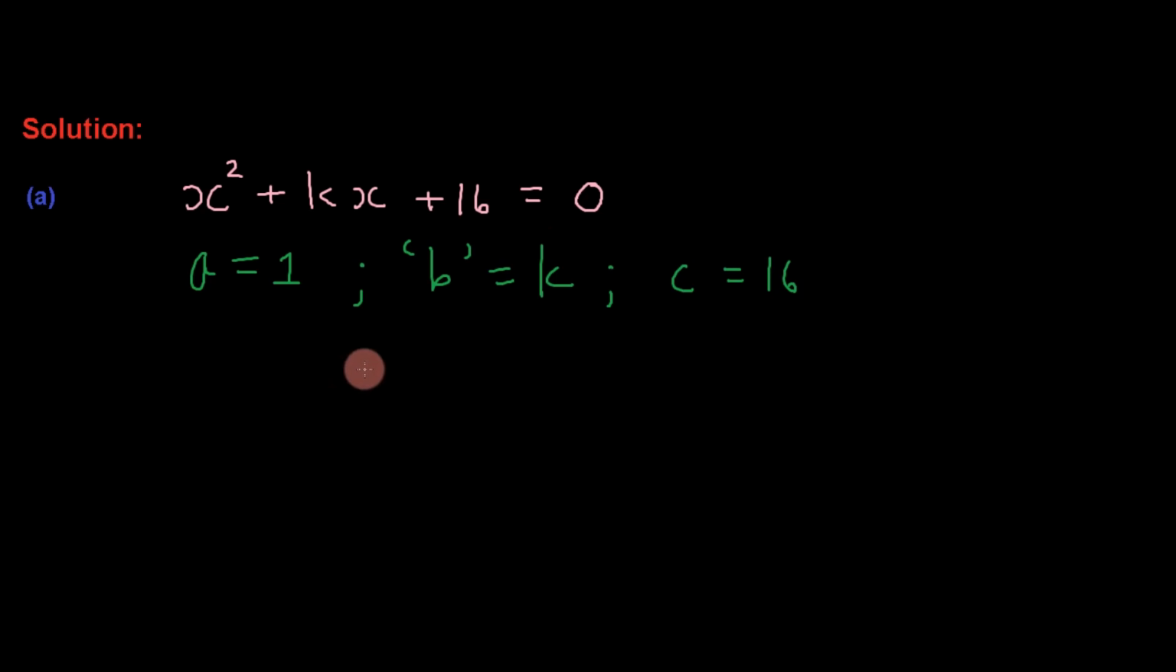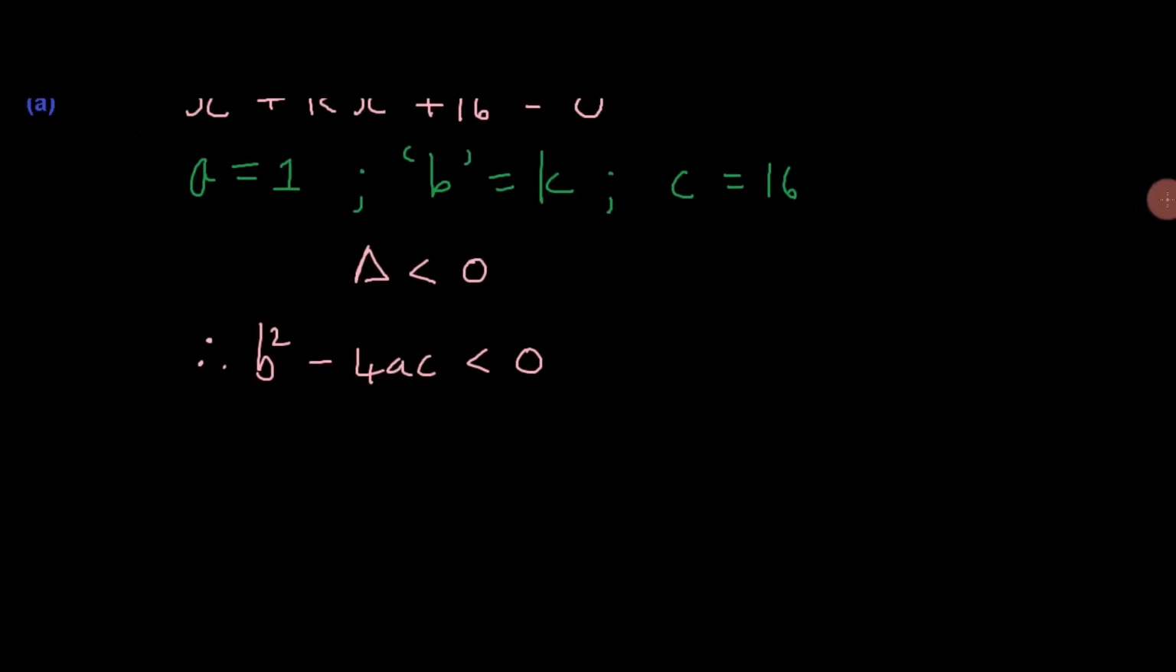We know for non-real roots, delta is going to be less than 0. In other words, b squared minus 4ac is less than 0. And we can plug in the values of a, b, and c. So b squared will be k squared minus 4ac, so 4 times 1 times 16, so 64.